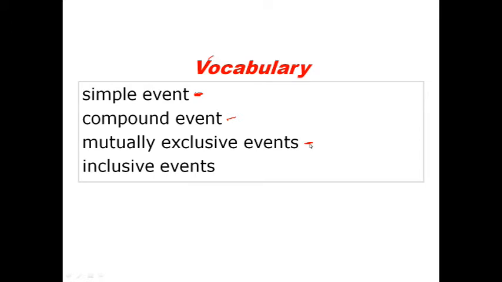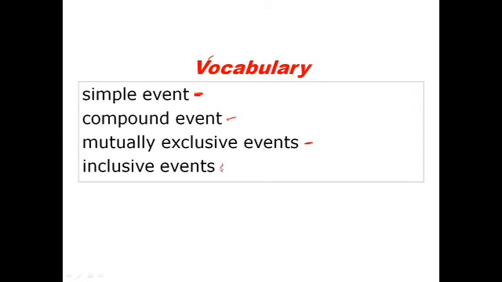Mutually exclusive events are things that cannot happen at the same time. So one example would be rolling a 5 and rolling a 3 on 1 roll of the die. It's impossible because you can either have the 3 or the 5, but you cannot have both.